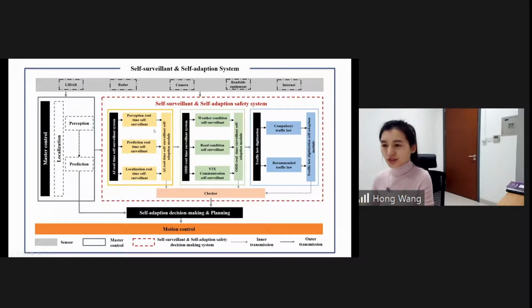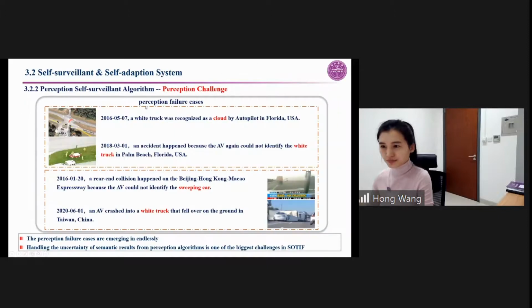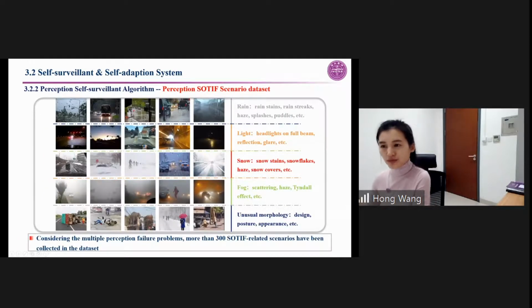I will introduce some parts of this system due to the time limitation. The first one I will introduce is the perception real-time self-surveillance and self-adaptation system. Perception challenges are emerging endlessly, like the Tesla accident, and there was one accident that happened in 2016 in China. This is all because the perception system misjudged the objects. Handling the perception uncertainty of the semantic results from perception algorithms is one of the biggest challenges in SOTIF. So how to solve this problem is based on how to quantify the risk of the perception issue, right?